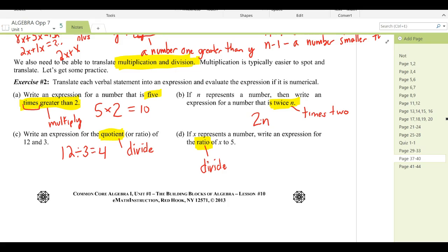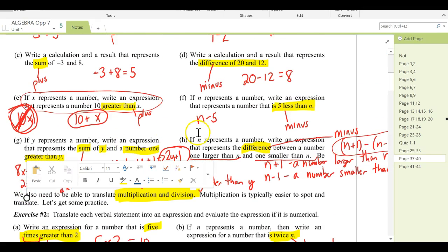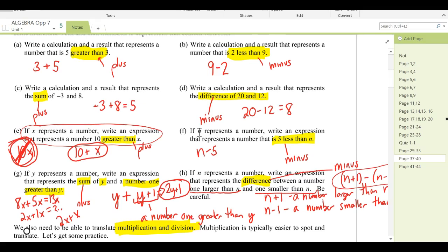Okay, so let's make a deal. Here's my deal. Okay? I'm expecting you to learn words. Right now, the words that I'm expecting you to learn are this.